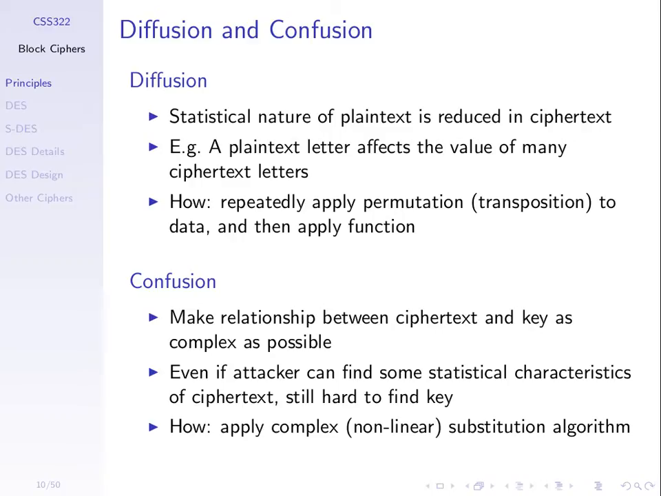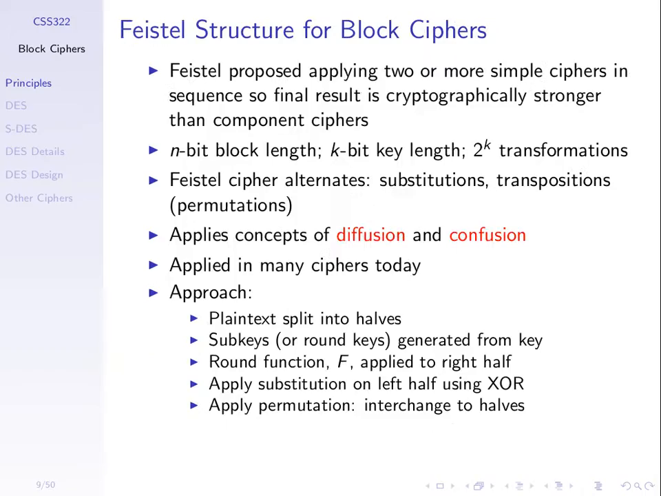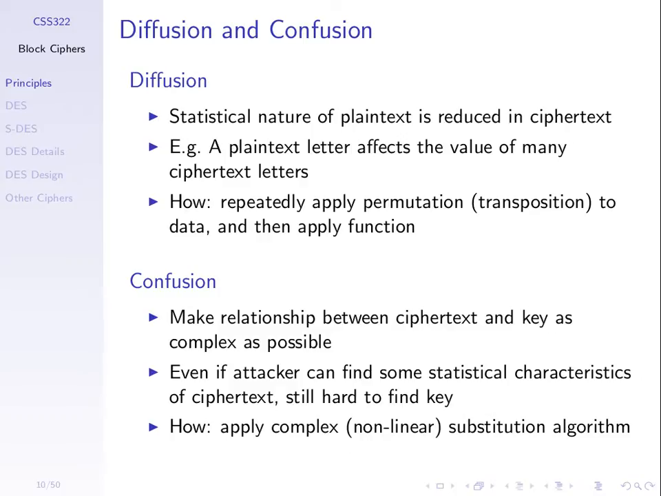What do they mean in simple terms? And just to go back, the Feistel structure, including DES, applies these concepts. So they do have this. Diffusion is spreading out the plain text when we get the ciphertext. Our plain text always has some structure. Think of an English phrase or document. There's some structure in the frequency of letters. When we apply our cipher, we'd like that structure to be diffused, to be spread out across the entire ciphertext. So the structure is no longer present in the ciphertext.